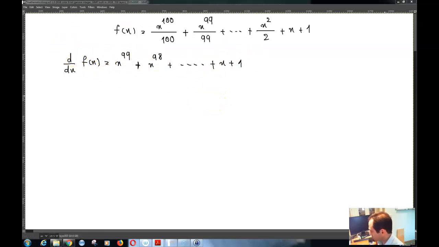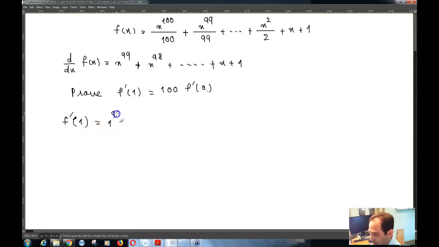Okay, now the question here is we want to prove something. We want to prove that f prime of 1 is equal to 100 times f prime of 0. Now f prime of 1 based on this would be 1 raised to the power 99 plus 1 raised to the power 98 plus all the way up to 1 plus 1. And this is basically 1 added together 100 times.